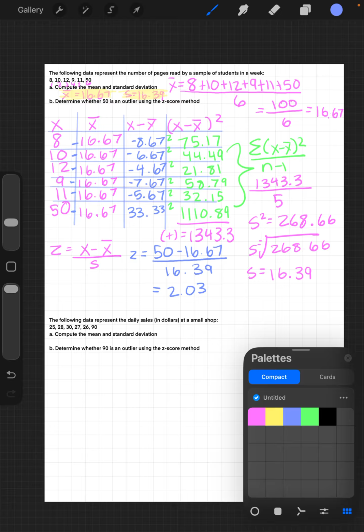Our interpretation is less than plus or minus 3. So therefore 50 is not an outlier. And again, these symbols just mean plus or minus 2.03, and it's the same for this one. It would be how you write that.